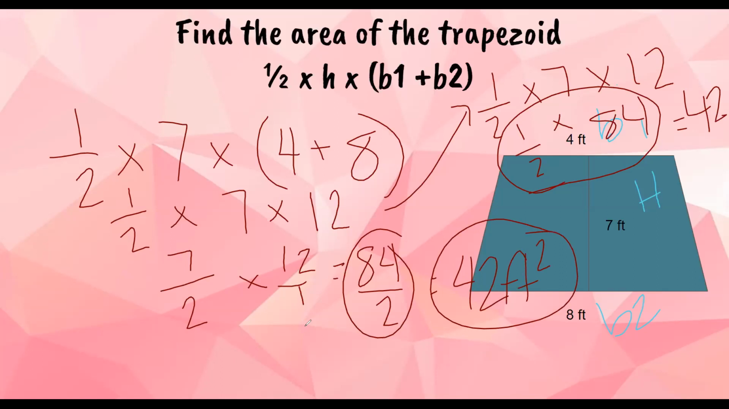Okay, so just make sure you're adding your two bases first before you multiply by anything, that you're multiplying by 1/2, that you're looking at the question and making sure what it is. The height is always going to be, a lot of them will have dashed lines and a number. That's always your height. Your bases are the top and the bottom number.